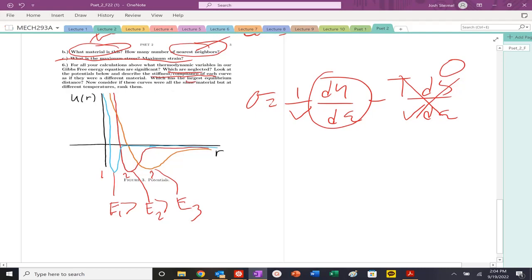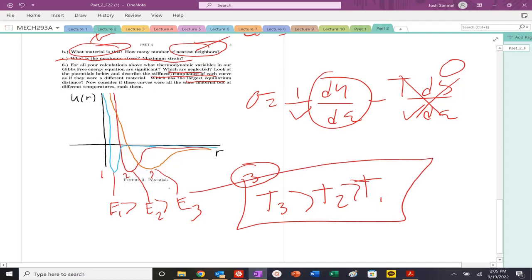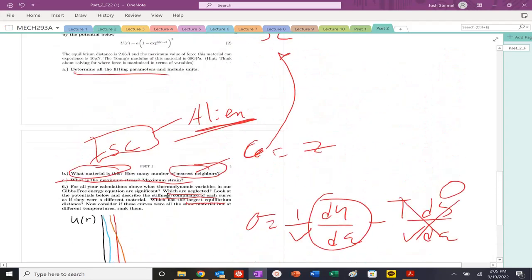Which has the largest equilibrium distance? Definitely the orange. I can just see that, again, from the minimum energy on that curve. If these were all the same material but at different temperatures, rank the temperatures. Well, again, looking at your equilibrium distance, I could definitely see that, and then the shape of the potential dropping or widening. T3 is greater than T2 is greater than T1.